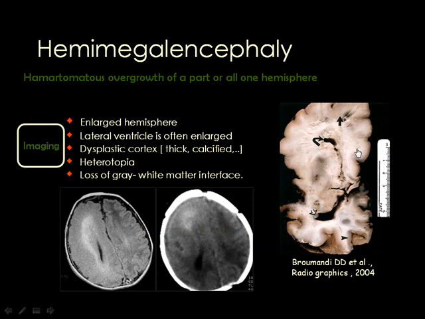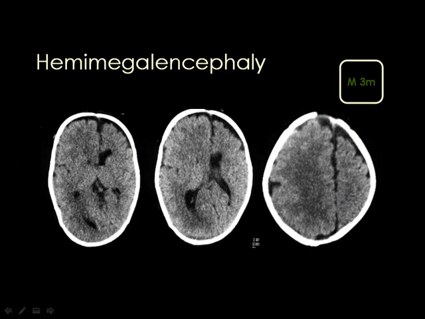Then this is the hemimegalencephalic hemisphere on the right side, and you can see disturbance of the gray-white matter interface, few cortical sulci, and broad, enlarged gyri. Here are most of the imaging findings. Number one, enlargement of the hemisphere. Enlargement of the lateral ventricle. Dysplastic cortex, which is thick and may show calcification. Heterotopia, which we'll discuss in a few moments. Then loss of the gray-white matter interface.